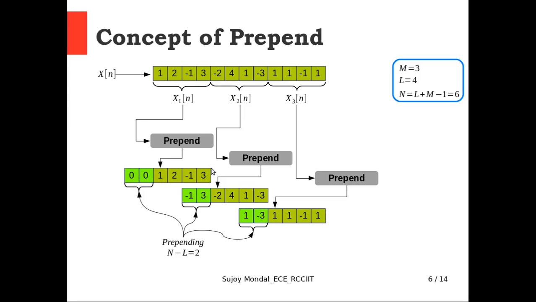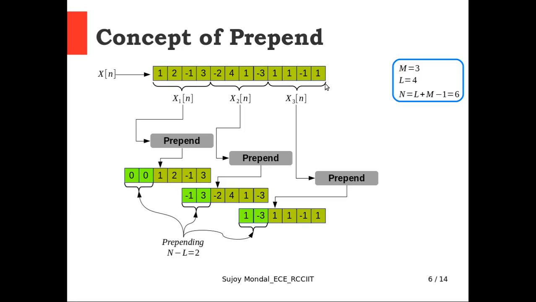Now, considering the second frame x2, these 4 samples are taken as they are, and we have to prepend the last 2 sample points from the previous frame. The previous frame is x1, and its last 2 sample points, minus 1 and 3, are taken as the prepending samples. So now this is the 6 sample point second frame. Similarly we will form the 6 sample point third frame.